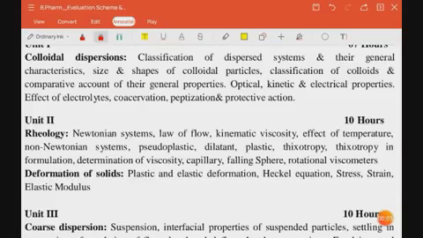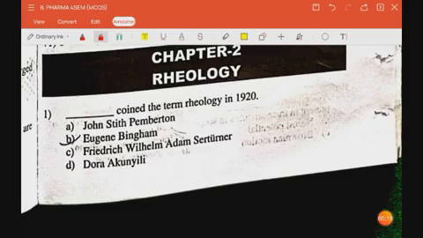In this video, we are going to discuss MCQs on Physical Pharmaceutics 2, Unit 2, Rheology and Deformation of Solids. So let's begin. Dash coined the term rheology in 1920. So the answer is Eugene Bingham.